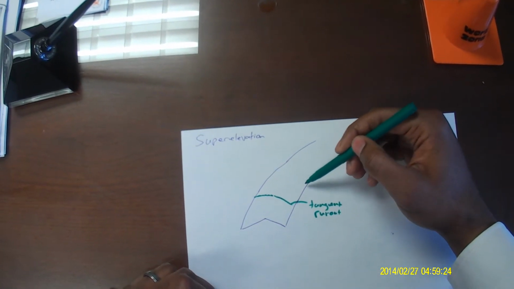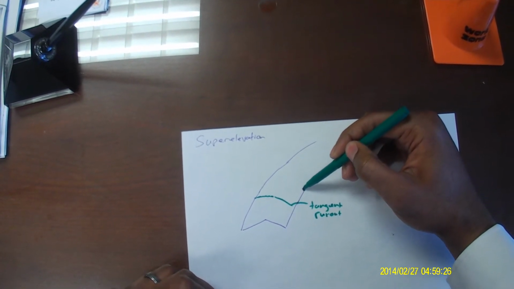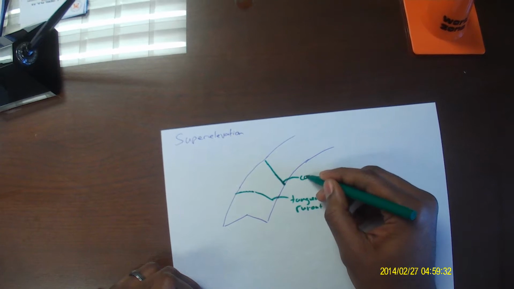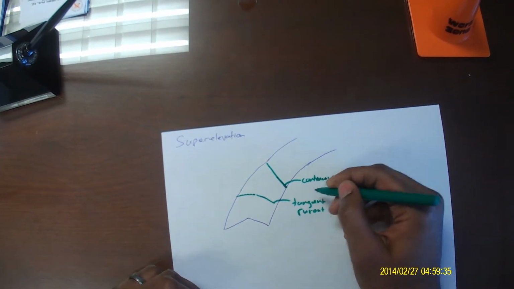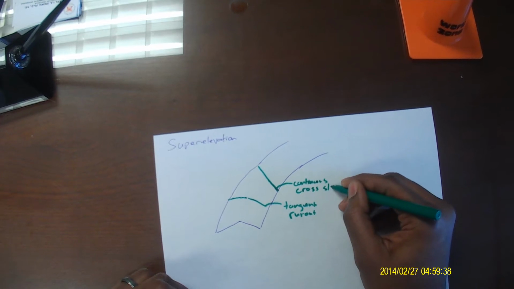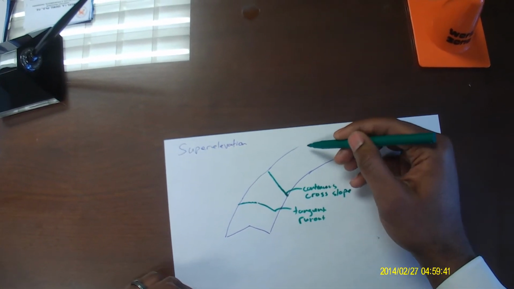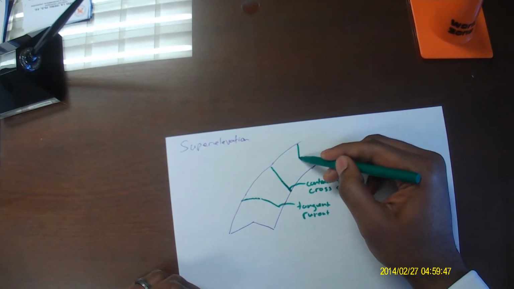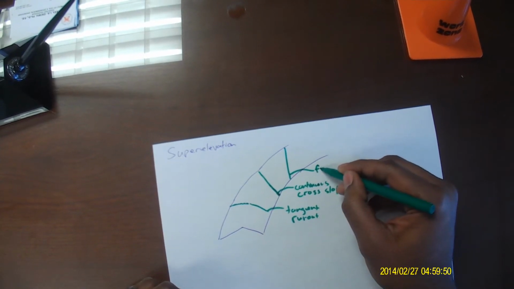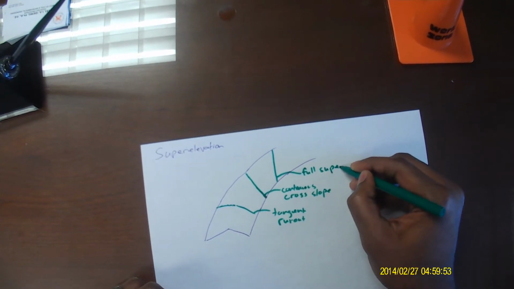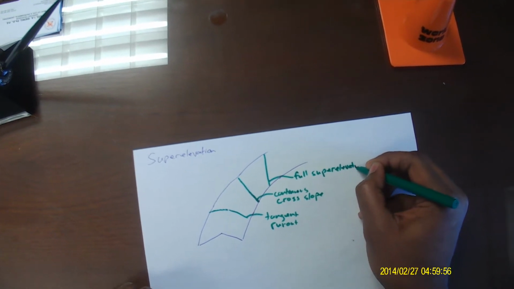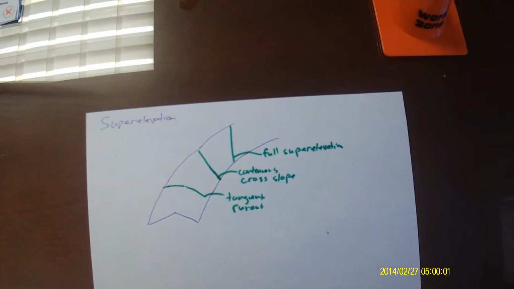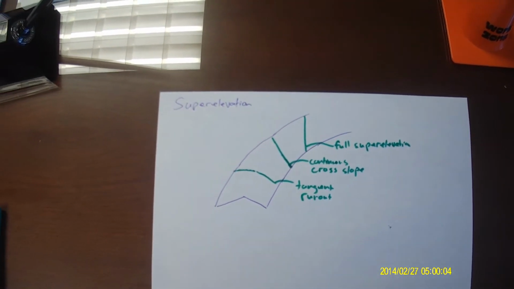And then from that point on, you're going to have your roadway kind of curve some more. And we call this section here the continuous cross slope. Until finally, as you're traveling along that road, you are fully super elevated. Okay, so you have all of those things going on, and they happen in stages.